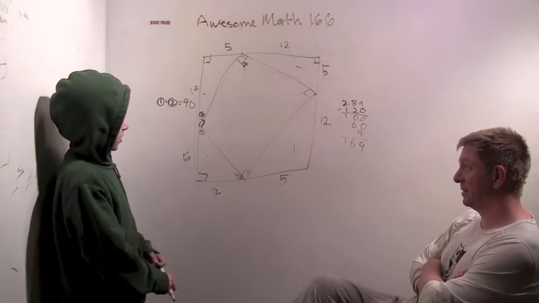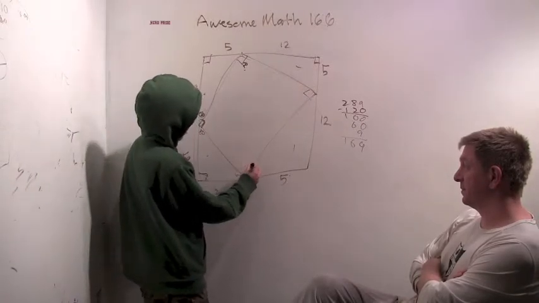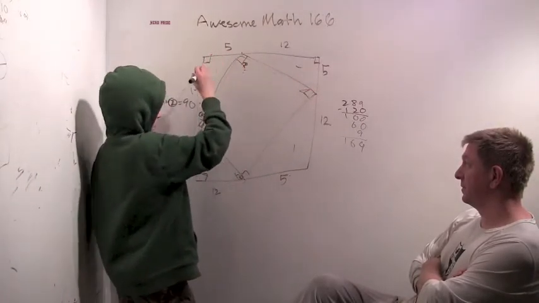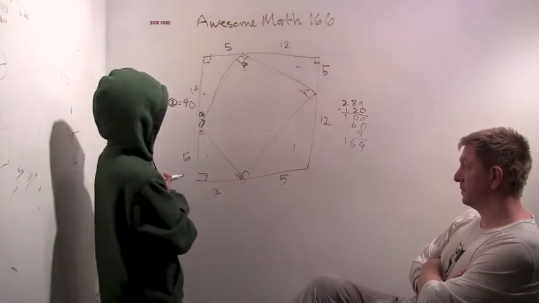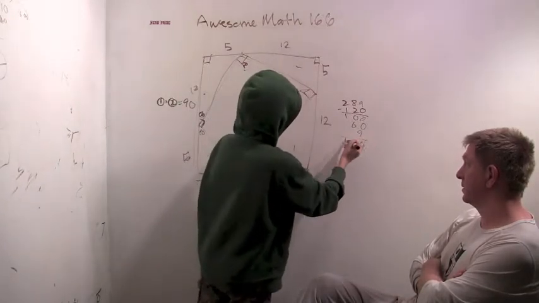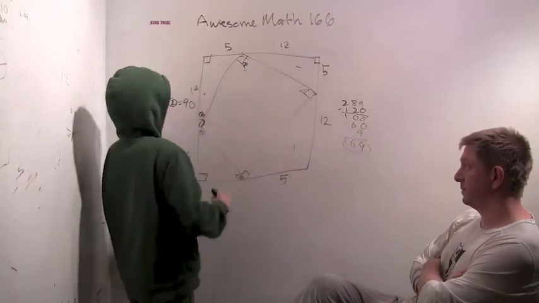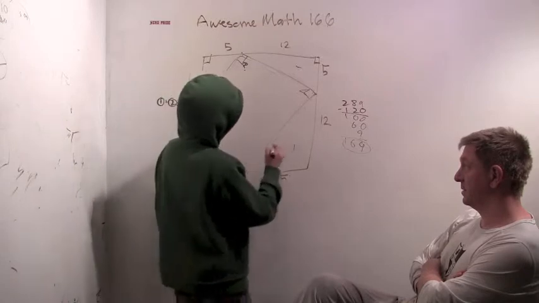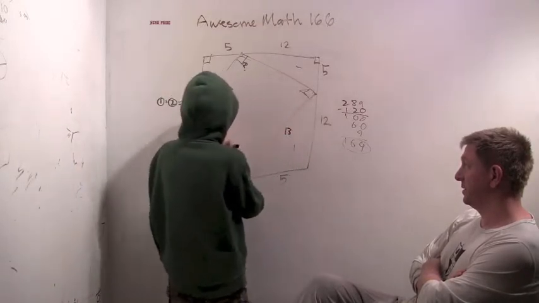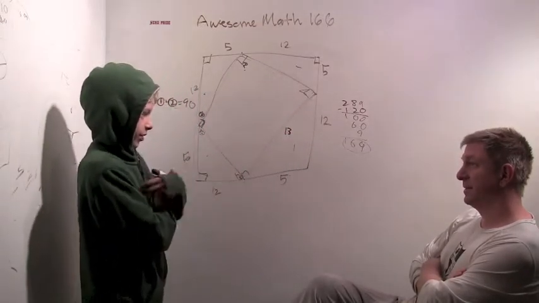Pretty amazing. So we can do the same thing for all of them. If they're all right angles, we were left with 169, and so this must be a square in here. So that means the side lengths are 13, because 13 times 13 is 169.